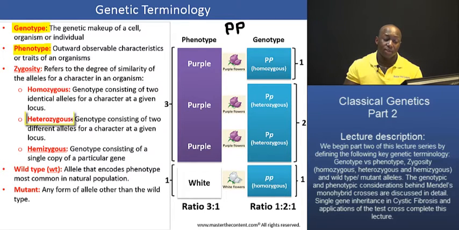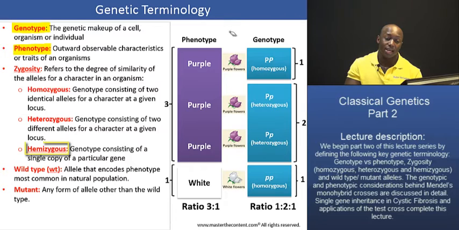Now, heterozygous, on the other hand, refers to a genotype that consists of different alleles for a character at a given locus. So that's actually what we saw in the first filial generation. Now, a genotype consisting of different alleles. So, for instance, we can have a genotype that has the dominant allele for purple flower color, but one that also has the recessive allele that causes white flower color, denoted by a small letter p. So this is an example of a heterozygous genotype. Okay, you have two different alleles. The alleles are non-identical. They're not the same at this locus. So that's what we refer to as the heterozygous state.